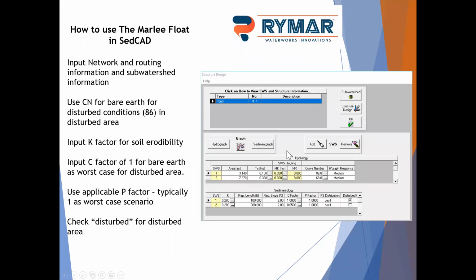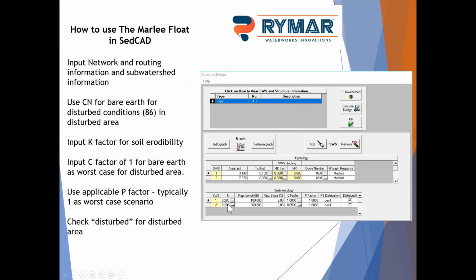So then we put in our network and routing. We kept this pretty simple. We had our on-site disturbed area, 3.1 acres, and then off-site or undisturbed of 7.4 coming in. We put in a curve number of 86 for the disturbed area. That was based on bare earth conditions for clay soil here. And then the 69 was kind of a composite for the undeveloped area offsite and developed on-site.